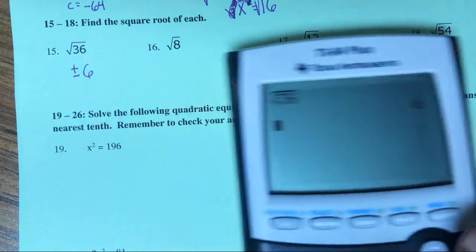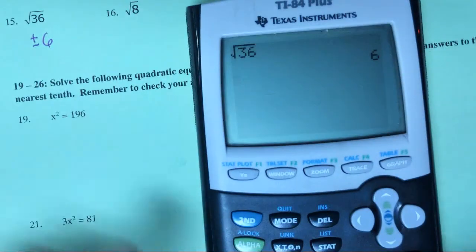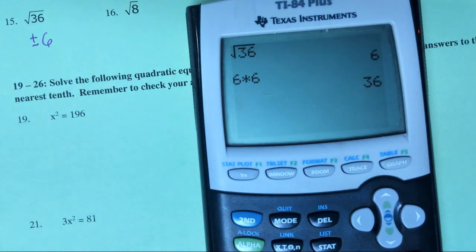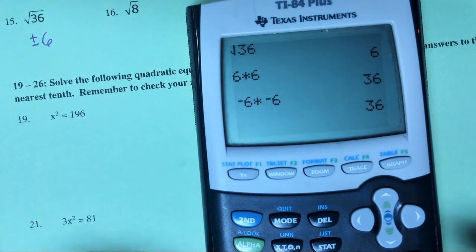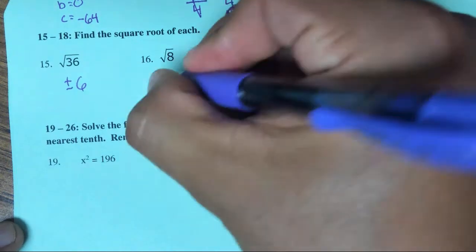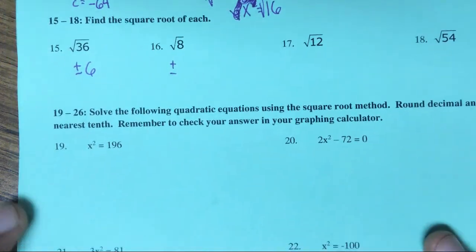Right, so whatever your calculator says, you got to put plus minus, because technically 6 times 6 is 36, and negative 6 times negative 6 is 36. So both of these are solutions. So with all of these, it's just plus minus, and then your solution.